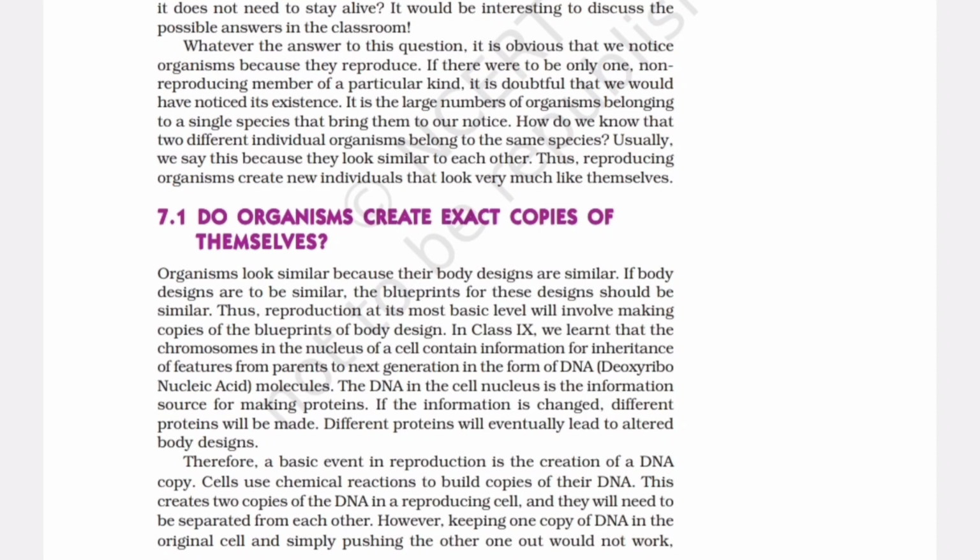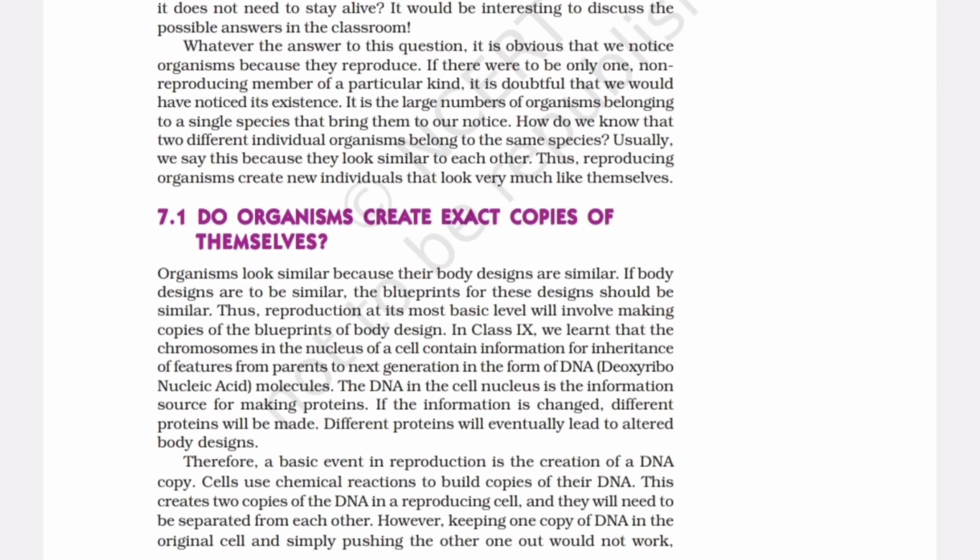Do organisms create exact copies of themselves? Organisms look similar because their body designs are similar. If body designs are to be similar, the blueprints for these designs should be similar. Thus, reproduction at its most basic level will involve making copies of the blueprints of body design.